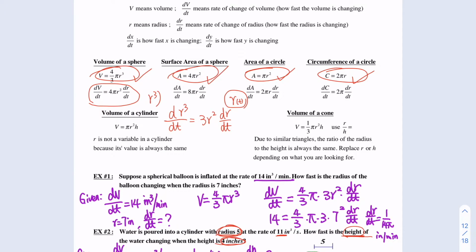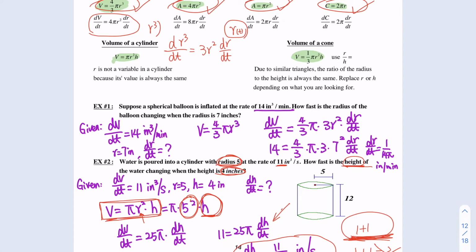We need some formulas to set up the problem. For example, the volume of a sphere, the area of a circle, the circumference, the volume of a cylinder, and the volume of a cone. So how do we set up this related rates problem? The number one thing you need to know is taking the derivative with respect to t. Also, after you read the problem, if the number given is changing, you cannot use that number to set up the equation. What do I mean by that?